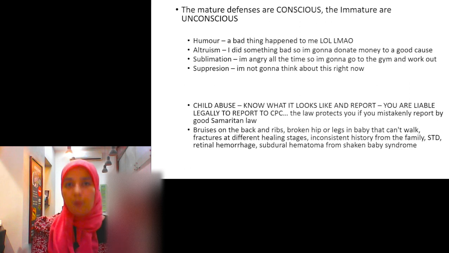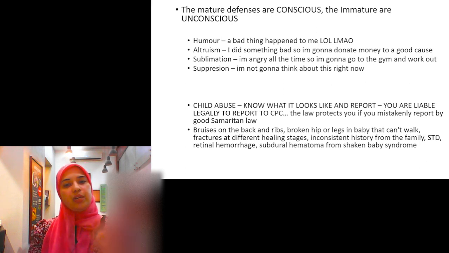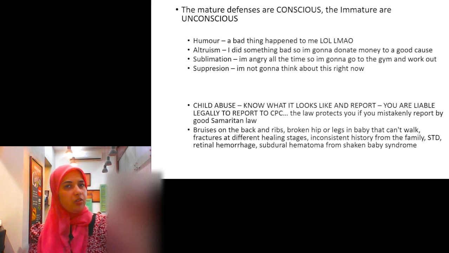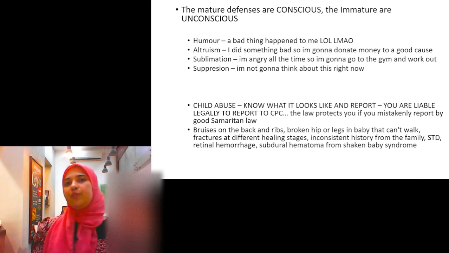So what do you do? You report, right? You're supposed to report to Child Protective Services. Again, we've said the bruises on the backs, the broken hips, broken legs in a baby that can't walk. Fractures at different healing stages, right? You did an x-ray of the baby, you're going to find, well, there's an old fracture here, an old fracture here, different healing stages.